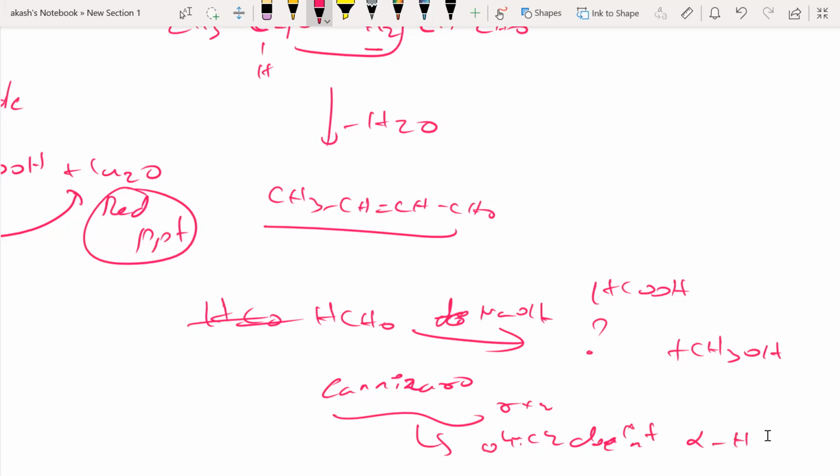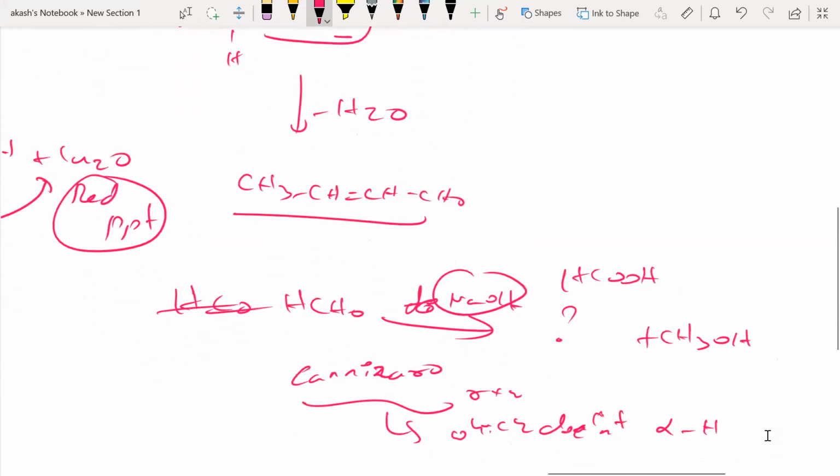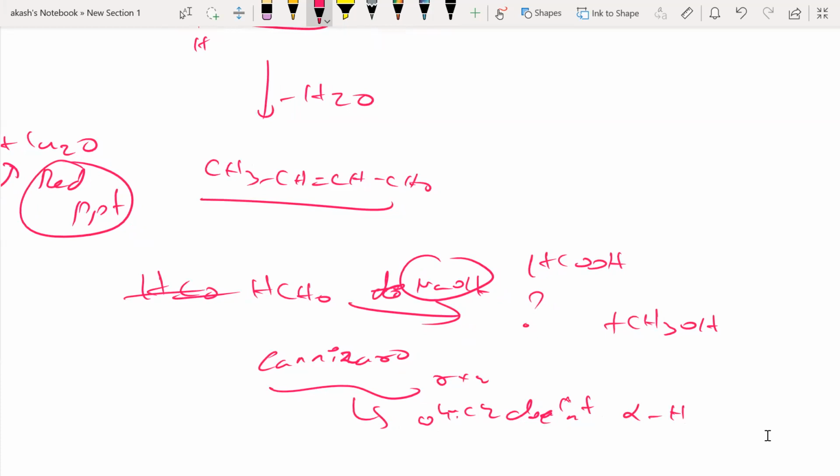Aldol condensation. See, the reagent is the same. NaOH, there also NaOH only. Right? But whichever has alpha hydrogen will give aldol condensation, and whichever aldehyde or ketone doesn't have alpha hydrogen will give you Cannizzaro reaction. Right? I know what is going to happen in Cannizzaro. This is a disproportionation reaction. Hope you remember.